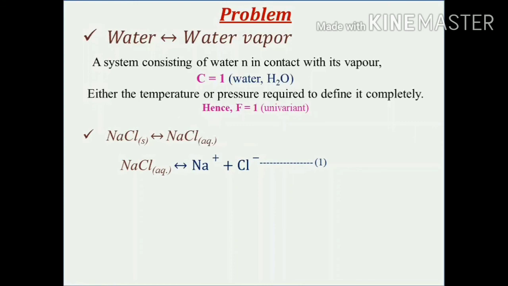Okay, so let's start with the number of equations first. Why? Because we need to calculate the number of components here, and C is equal to N minus E, right? E stands for the number of equations in terms of which the entire system can be defined. So let's start writing the different equations that are applicable to this particular system.